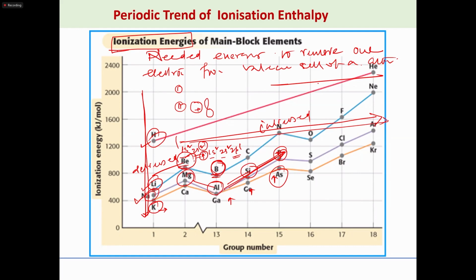That's why removing one electron from the s orbital in beryllium is harder than in boron, because in boron this one electron is present in the p orbital, and we know the p orbital has less penetration than the s orbital. That means this electron is farther from the nucleus compared to beryllium. So removing this one electron from the p orbital is very easy. That's why the ionization enthalpy of boron is less than beryllium.